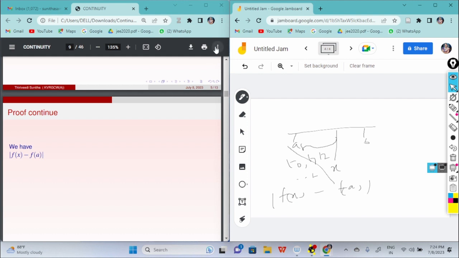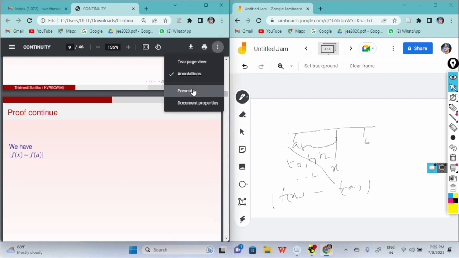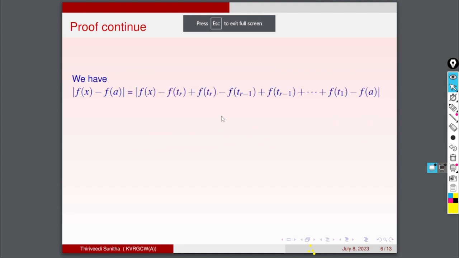Let us see what happened. Mod f(x) minus f(a) is equal to mod f(x) minus f(tr) plus f(tr) minus f(tr-1) plus f(tr-1) plus and so on, minus f(t1) plus f(t1) minus f(a). So I just add and subtract f(tr), f(tr-1) and so on, which will not affect the expression f(x) minus f(a).